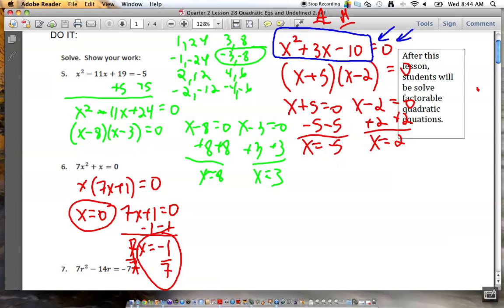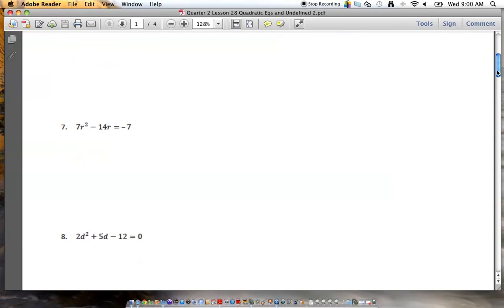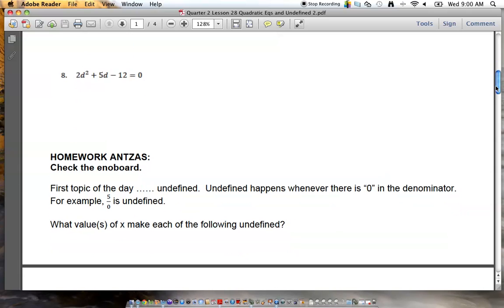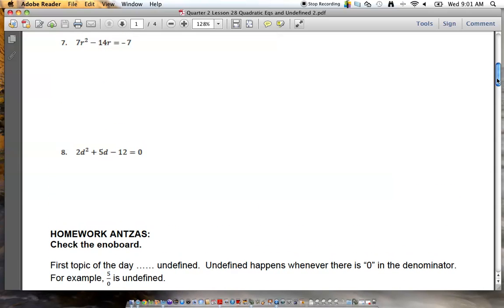Okay. Now, let's take a look at this one here. What do you think you have to do for this question to begin? Hold it, don't pack up. Seriously, there's something you need to do first here. You have to make it equal 0, so you have to add 7 to both sides. Alright, 7r squared minus 14r plus 7 equals 0.